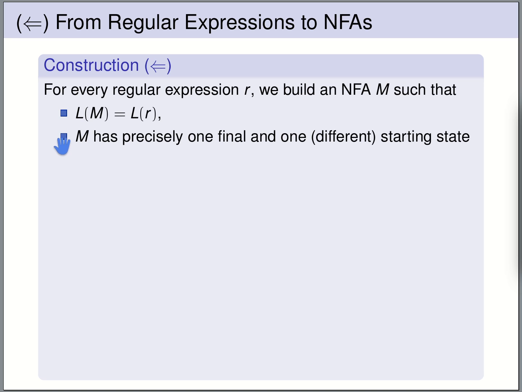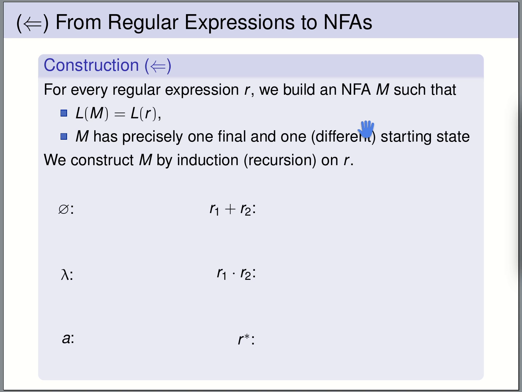What we want to ensure is that the automaton that we construct has precisely one final state and precisely one starting state, and the final state is different from the starting state. And this second property will be important for the inductive construction. So now let's start. We have to look at the different forms that a regular expression can have. These are all the forms that a regular expression can have.